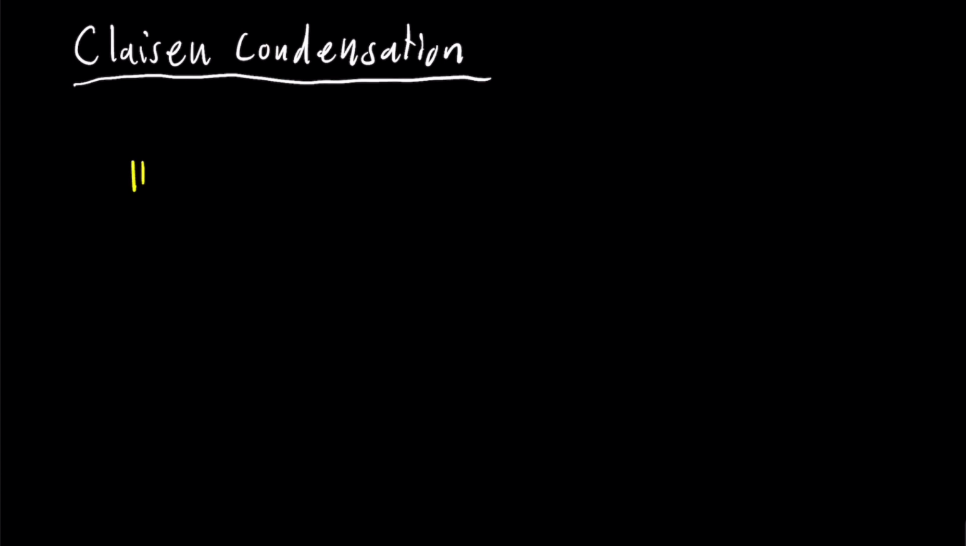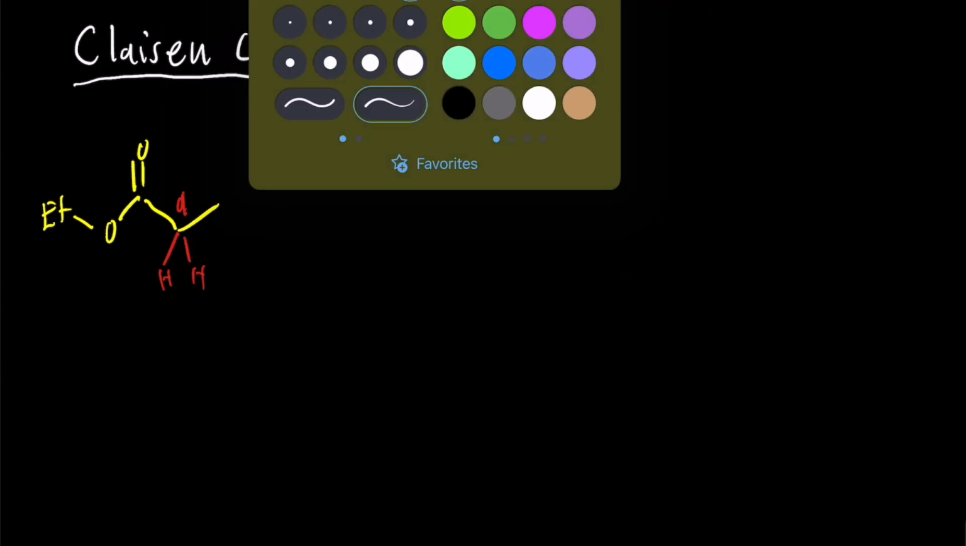So if we were to, let's say, have our ester, well actually two esters in this case, and our alpha carbon, which will be here, we'll mark that out in red, will basically be deprotonated the same way as it was last time.